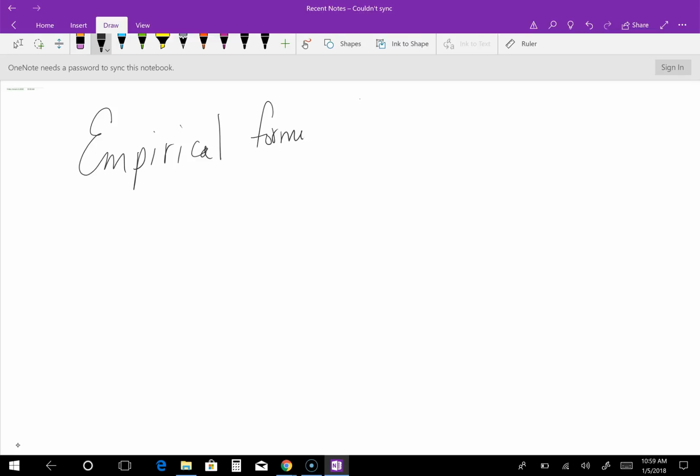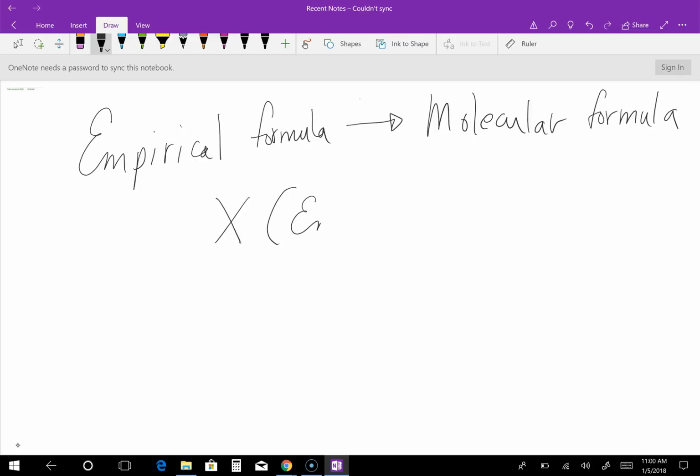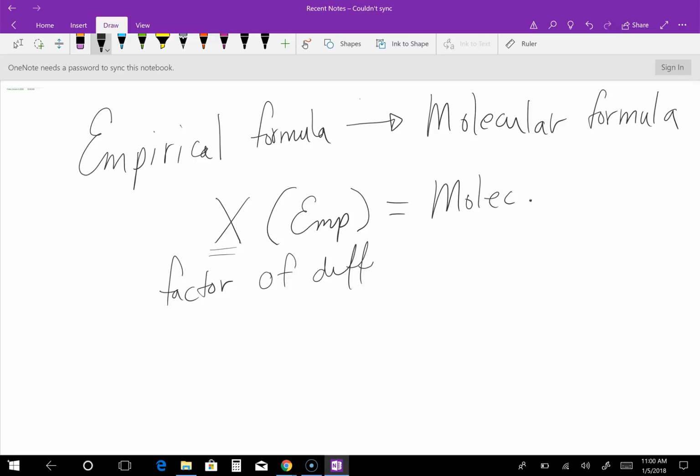Previously, we talked about how to calculate the empirical formula given percentages of a compound. Now we'll take a look at how to convert the empirical formula to the molecular formula. The main formula that we will use will be X times empirical equals molecular. That is, X times empirical formula equals molecular formula, where X is our factor of difference. That is, the number X will be multiplied times the empirical to result in the molecular.